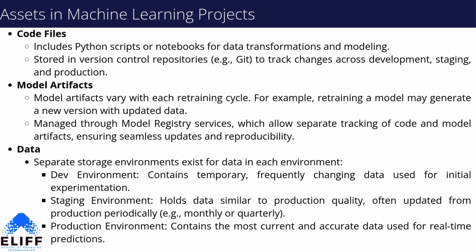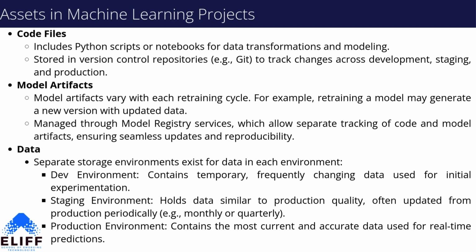Now let's look at the assets we work with in machine learning projects. First, there's the code file. This could be a Python script or a Jupyter notebook, responsible for data transformations or other project-specific functions. These code files are typically stored in a version control repository like Git, which helps us track changes with branches for each environment.